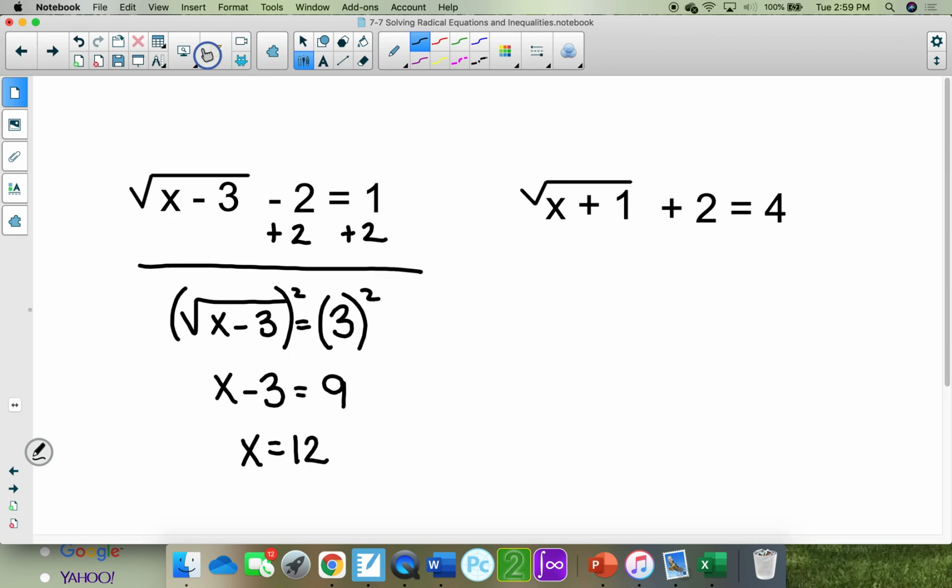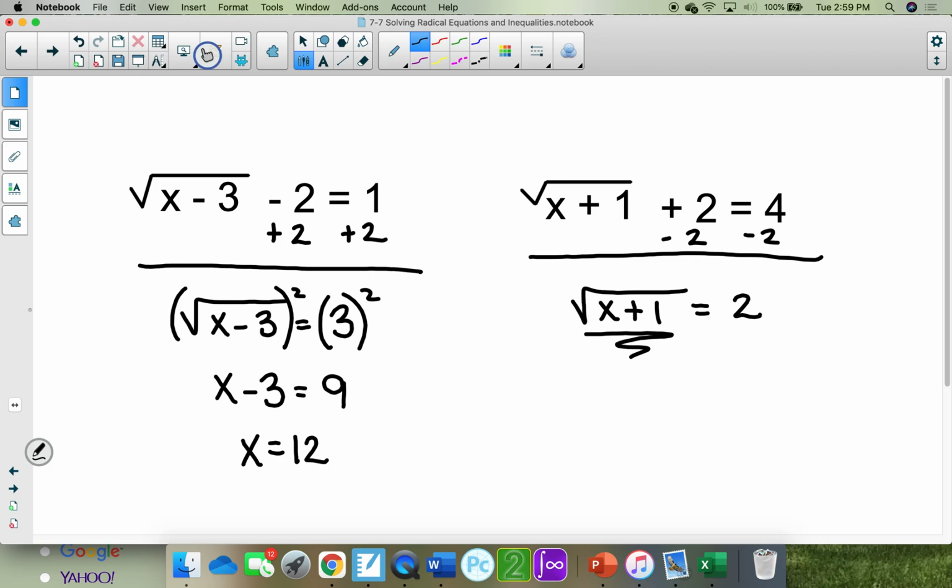Again, you must subtract 2 first. You'll get the square root of x plus 1 equals 2. Do you notice that the radical is alone? And once the radical is alone, you can square both sides. And you're going to be left with x plus 1 equals 2 squared is 4, so x equals 3. The radical must be alone before squaring both sides.